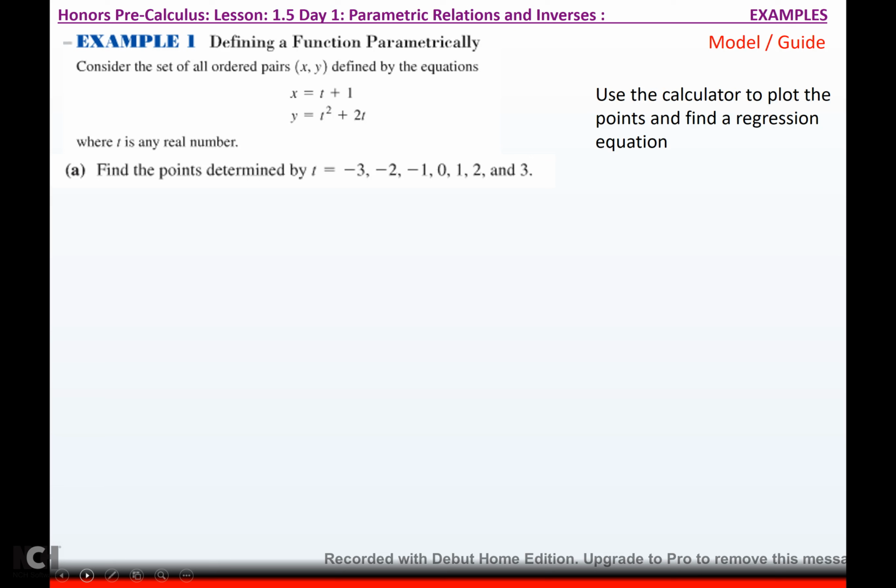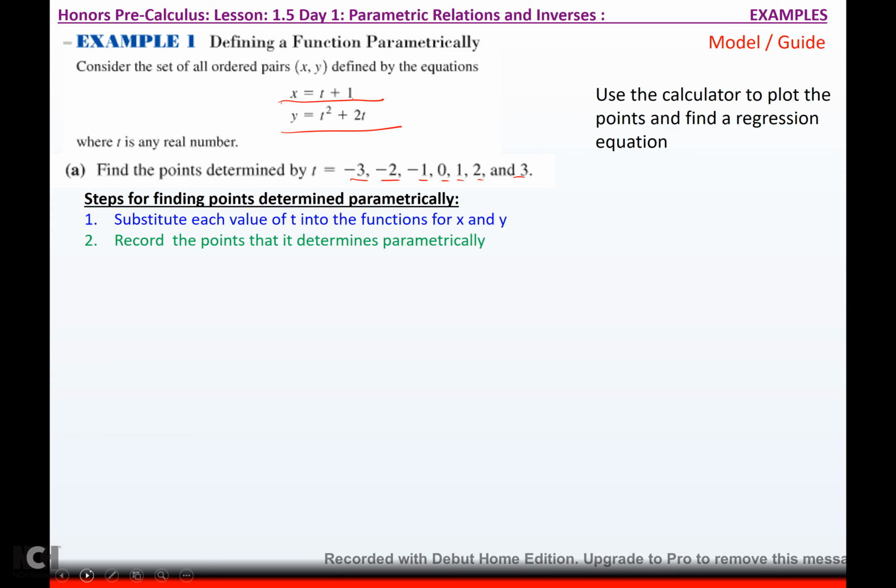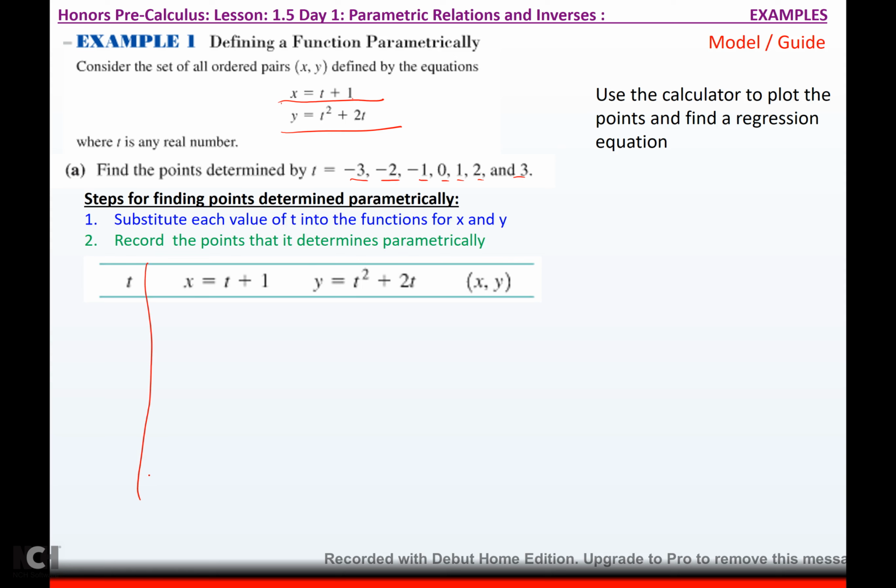All right, so it says consider the set of all ordered pairs (x, y) defined by the equations. My x equation is saying take time and add 1 to it. My y equation is saying square the time, multiply it by 2, and add those together. So it says find the points determined by t equals -3, -2, -1, 0, 1, 2, and 3. So what you do is you make this table. There's my time, there's my x equation, there's my y equation, and whatever I plug in for t, I'll get an x coordinate and a y coordinate, and that becomes my ordered pair.